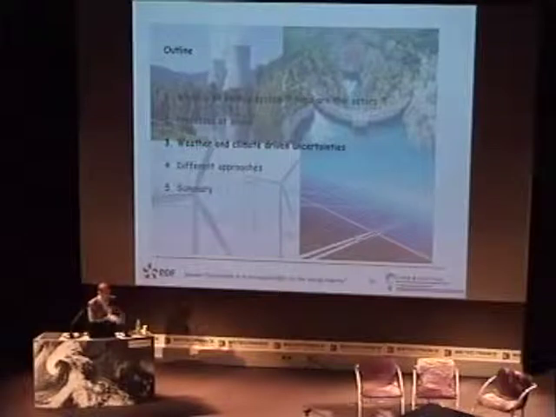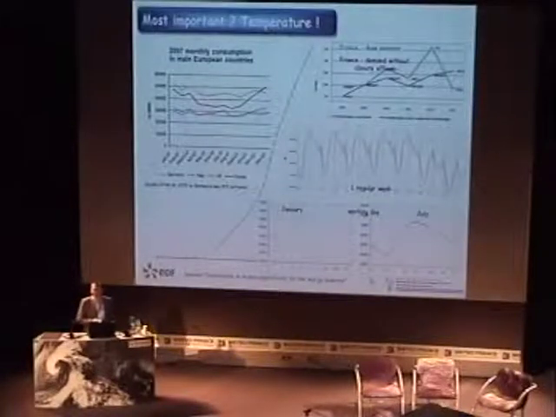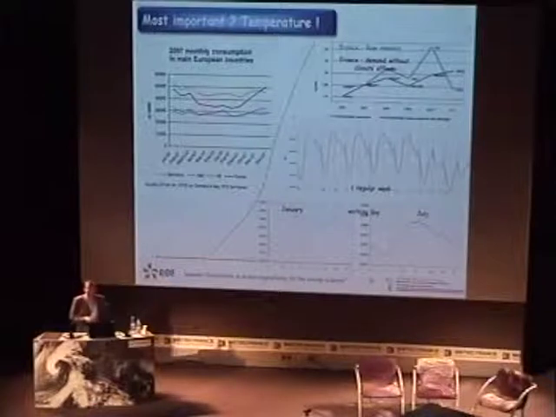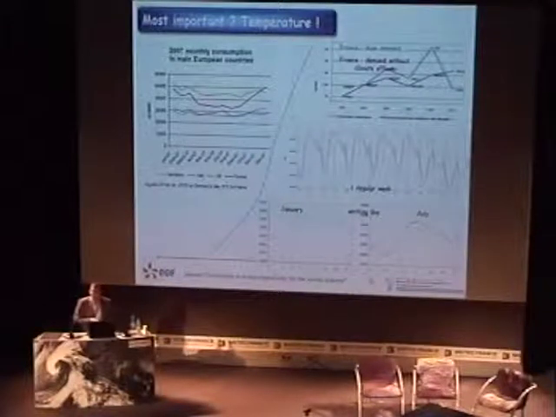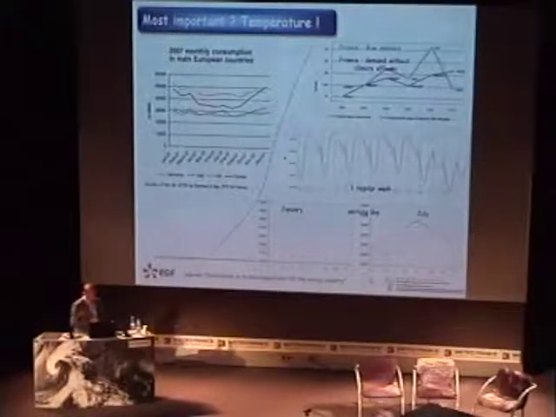So I will now try to show you some examples of the weather and climate-driven uncertainties in energy systems. The first one, of course, at least in France, but I think it's the case in many countries, is the temperature, because temperature has an impact on heating, especially in winter. So I've put several examples there.